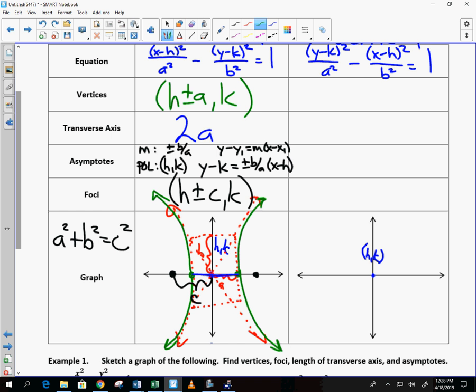How many units do I go in the y direction? A units. How many units do I go in the x direction? B. So I'm going to make my little box here. I go a units in the y direction. I go b units in the x direction. Draw my asymptotes.